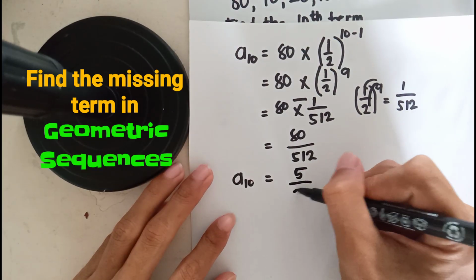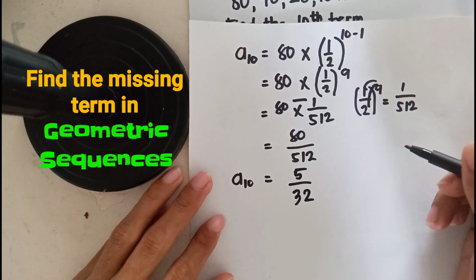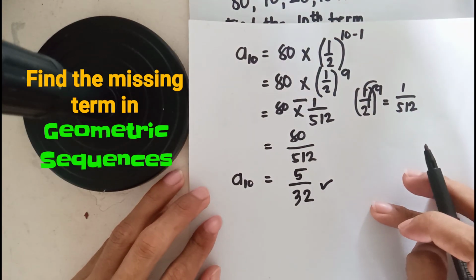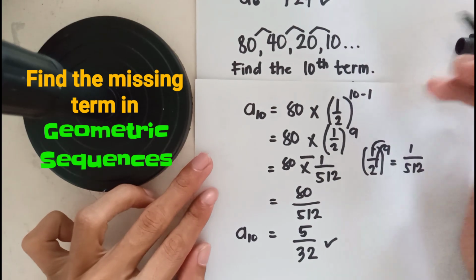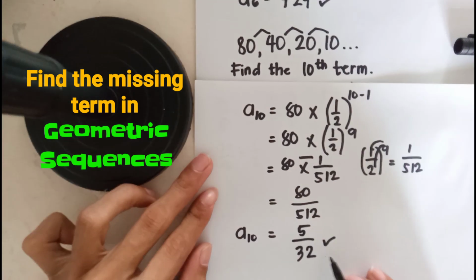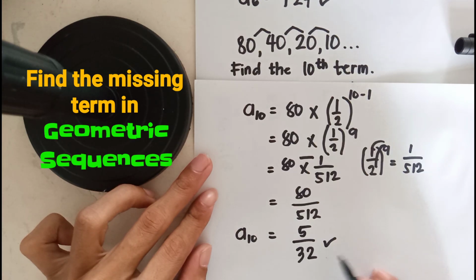So 80 divided by 16 is equal to 5, and 512 divided by 16 is equal to 32. So we now have our final answer. The 10th term is equal to 5 over 32. That's it.